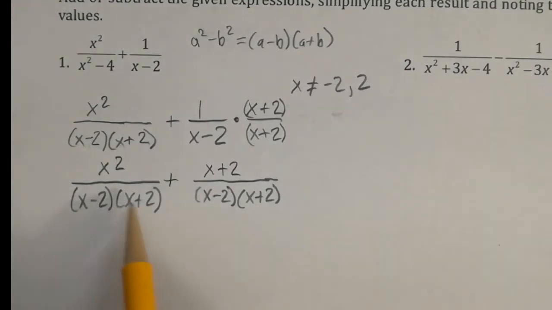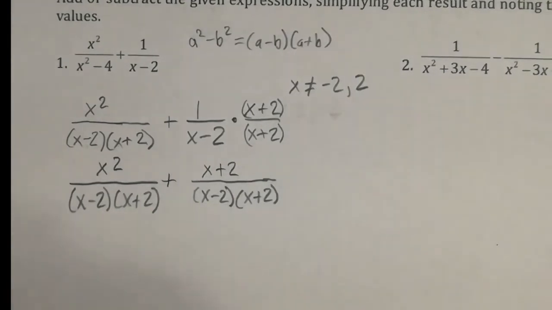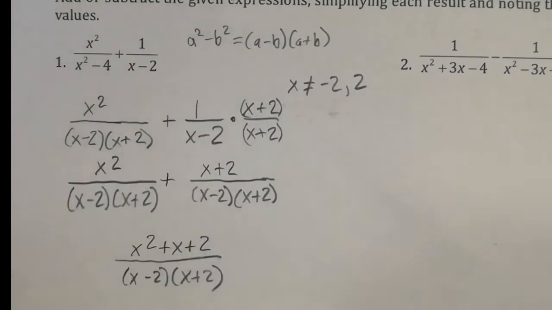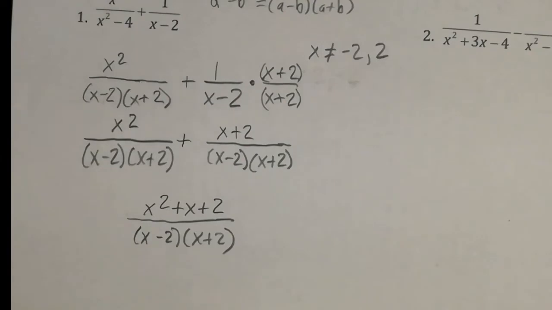And now notice we have a common denominator, okay? So now we can add these up. We can put them over a single denominator on the next step, which is just going to be that denominator, x minus 2 times x plus 2. And then adding these up, well, there are no like terms. So we just have this, okay? So that's what we will end up with.